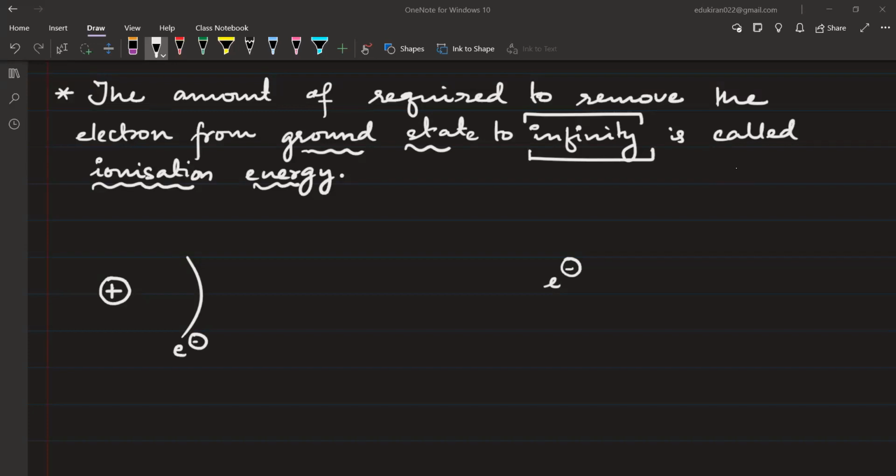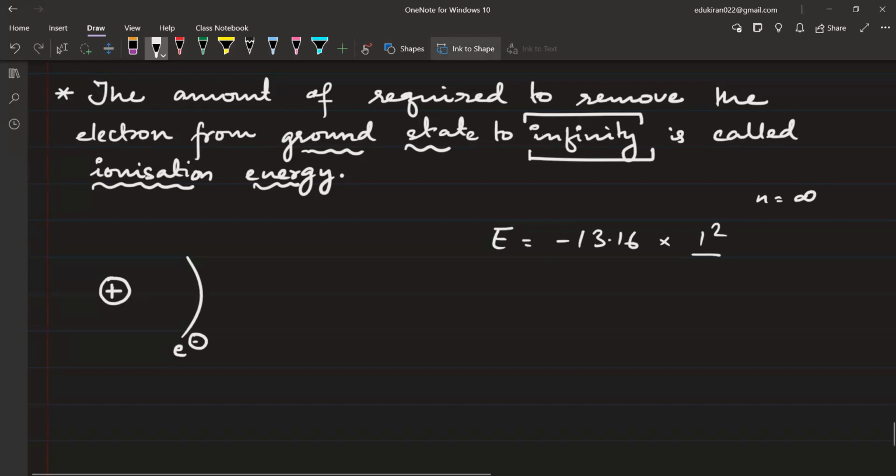सही है. अगर infinitely away from the nucleus, अच्छा देखिए, नो है ना. अगर हम एनर्जी की बात करें ना, अट्रैक्शन तो देख लेते हैं हम लोग. E is equal to what? E is equal to -13.6 into what? Z square. Z ले लेते 1 square and n की वैल्यू क्या हो जाएगी? N will be equal to infinity ना, because infinitely away है.